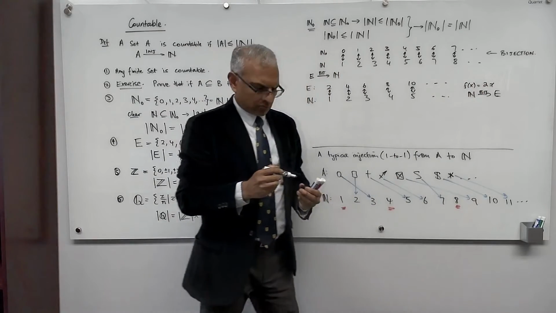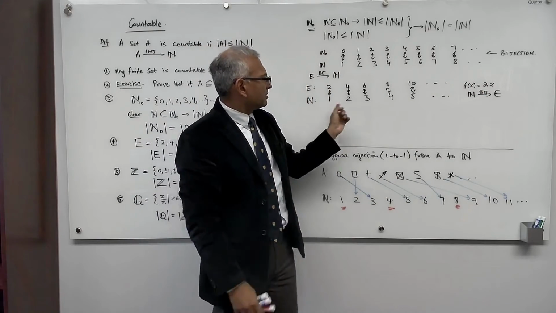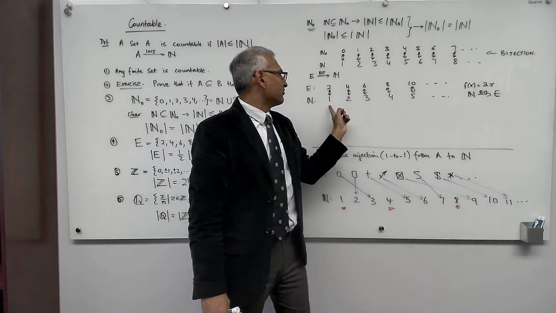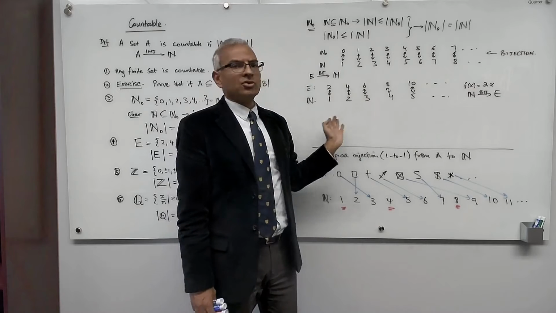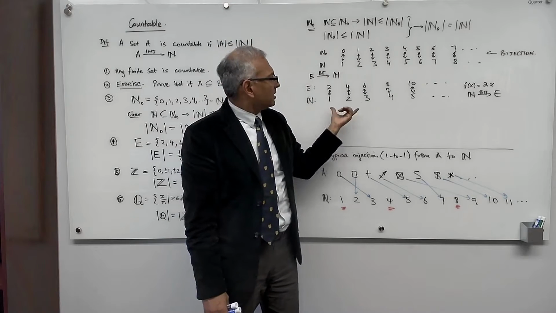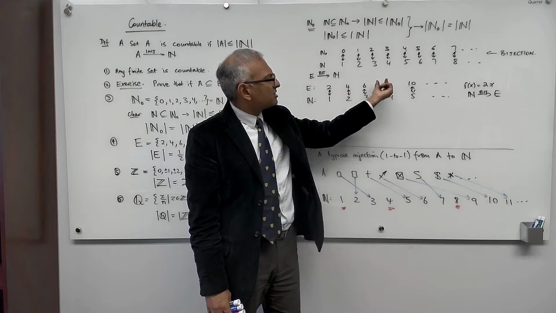Okay. And check that it's a valid function. Well, certainly we can evaluate it for every element of n. It maps to an even number, so it maps to an element of e. And can any different elements map to the same number?